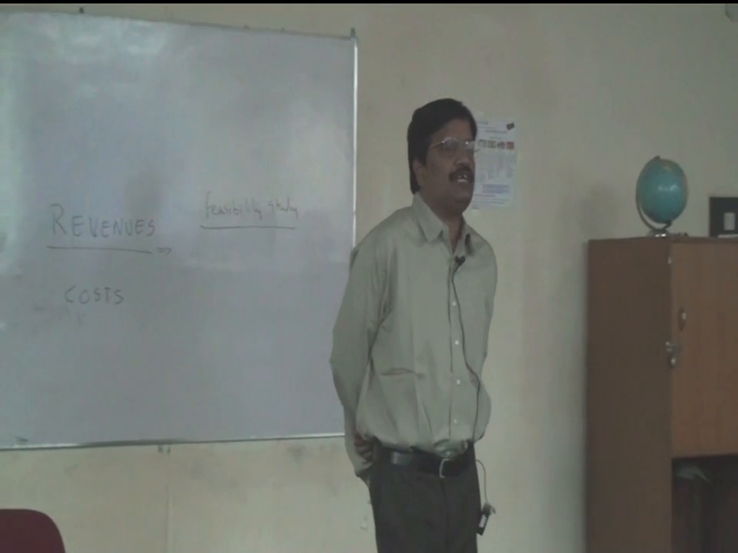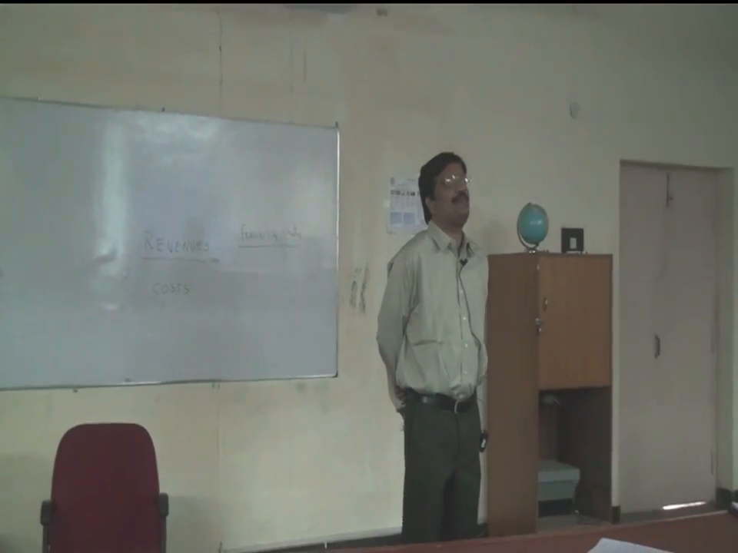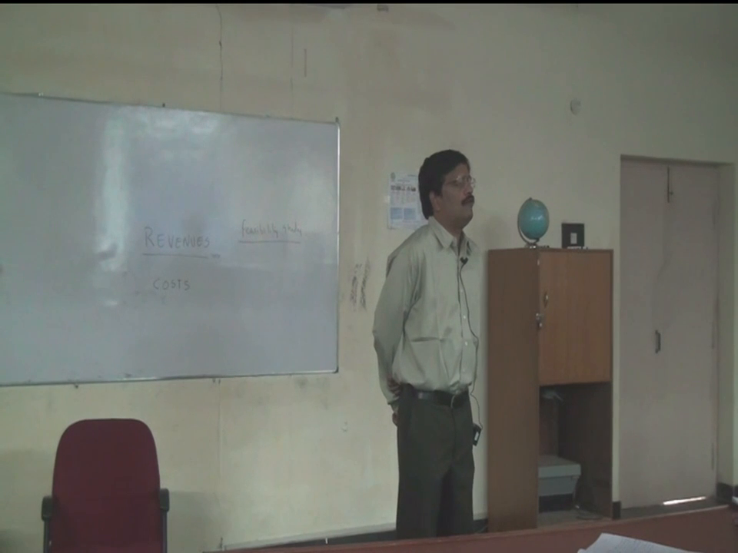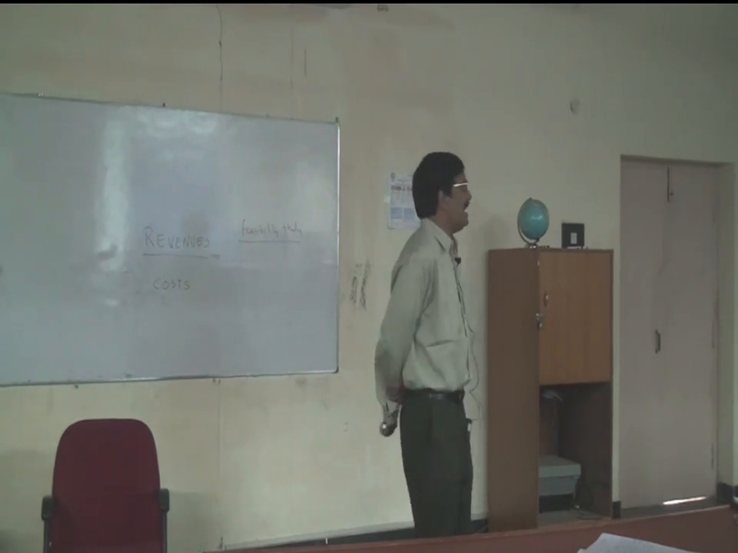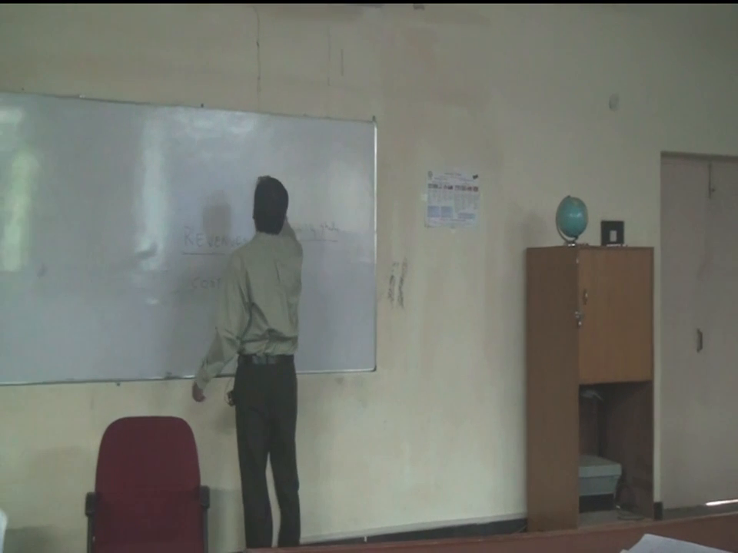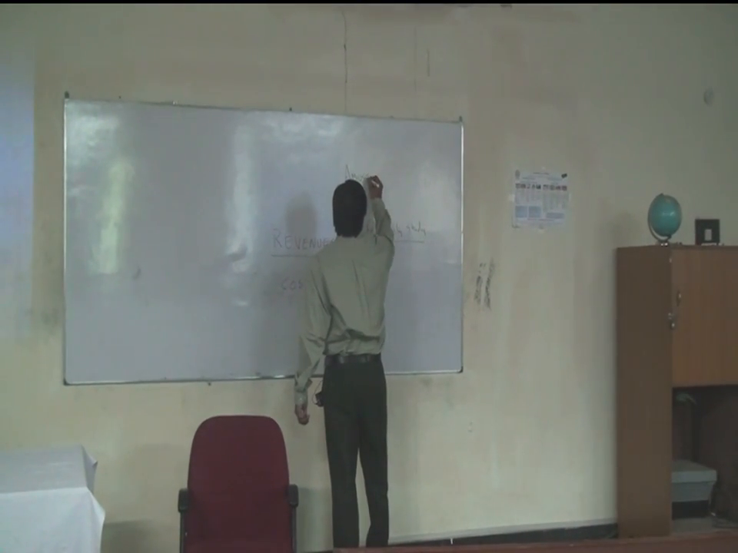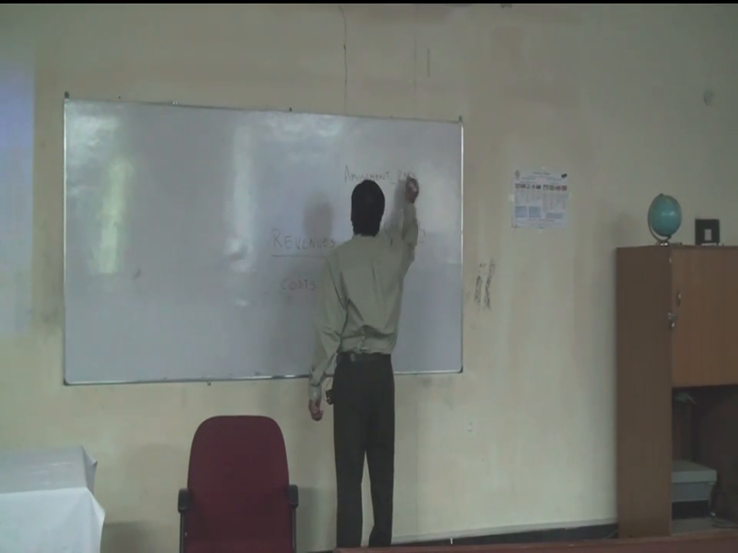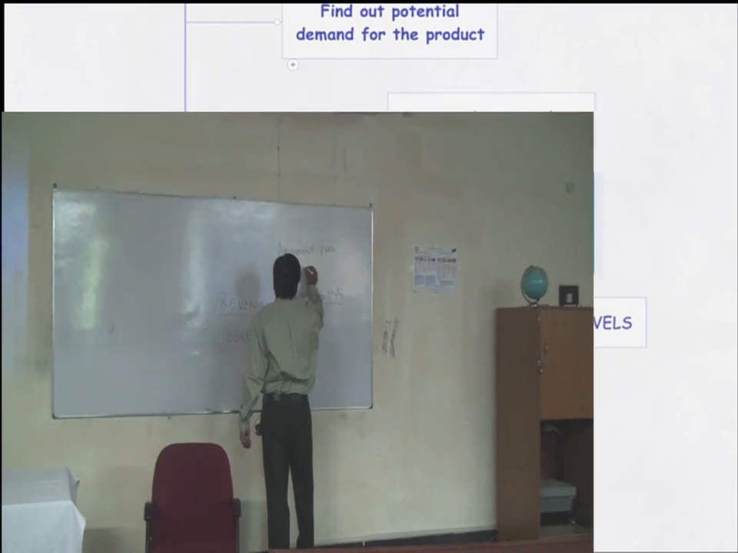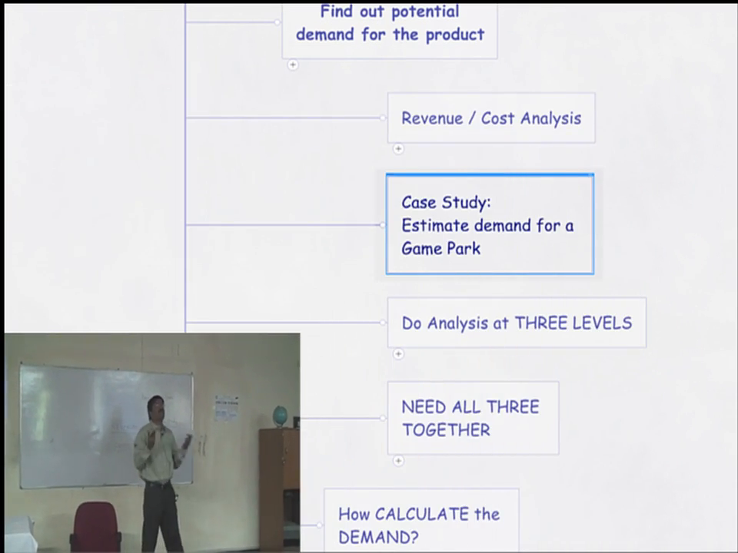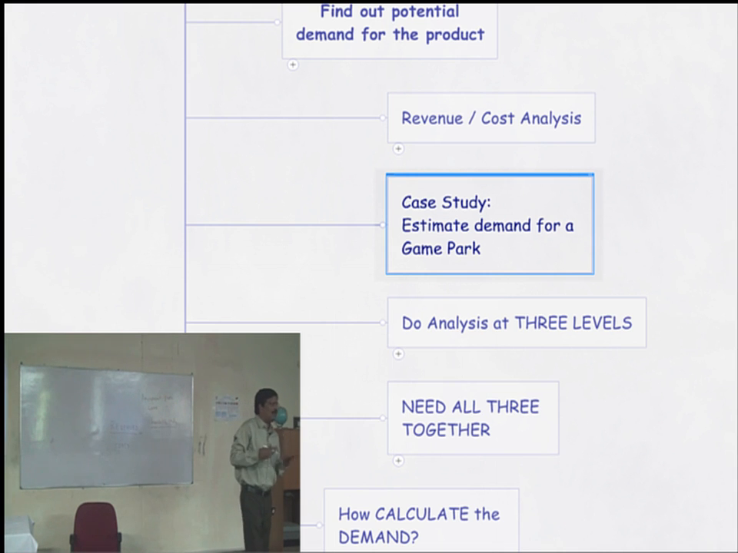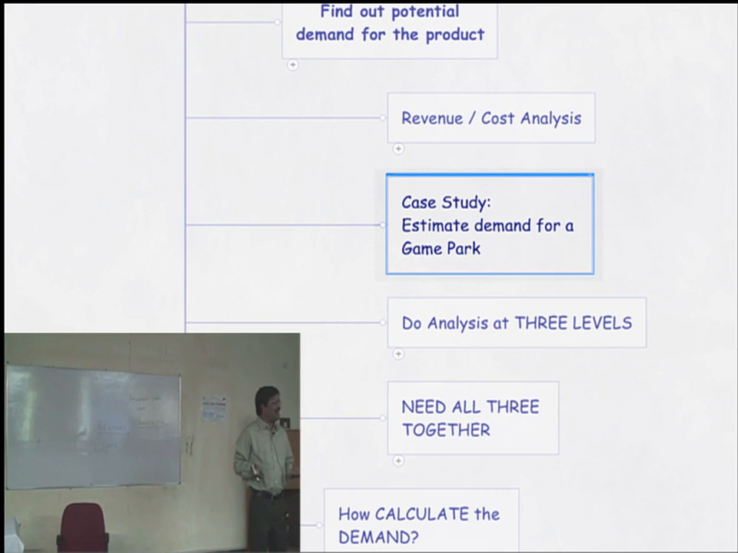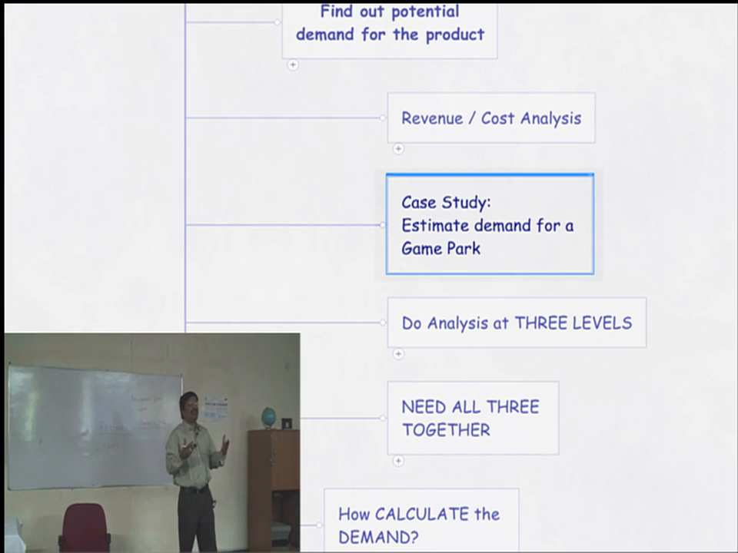So today what we will do is, we will try to see what is the theory behind demand estimation. We will also try and see the case study of an amusement park. An amusement park or a game park. How does one estimate the demand for a game park or a theme park or an amusement park? What is an amusement park? A park where there are some rides, some adventure rides, some pleasure rides, right? Something more than a normal public park where people will go. Okay.